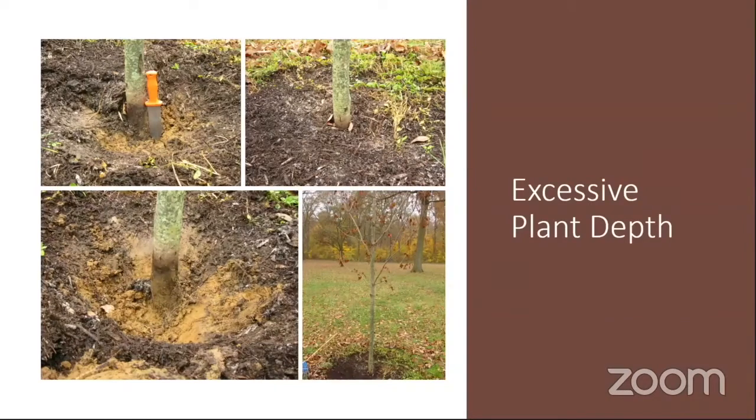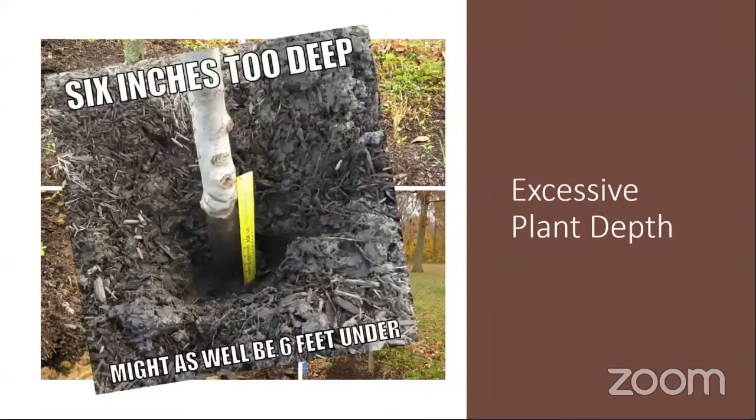So in the upper right corner, that's the telltale sign. If you don't see the root flare, then most likely the tree's been installed too deep, and you'll need to effect some type of mitigation efforts there, or again, in the planting process, just make sure that you find that root flare. Even as little as 3 to 4 inches can cause a problem, but this is just a little advertisement that I put out. 6 inches too deep, might as well be 6 feet under, because if it doesn't kill the tree now, it will kill the tree eventually.